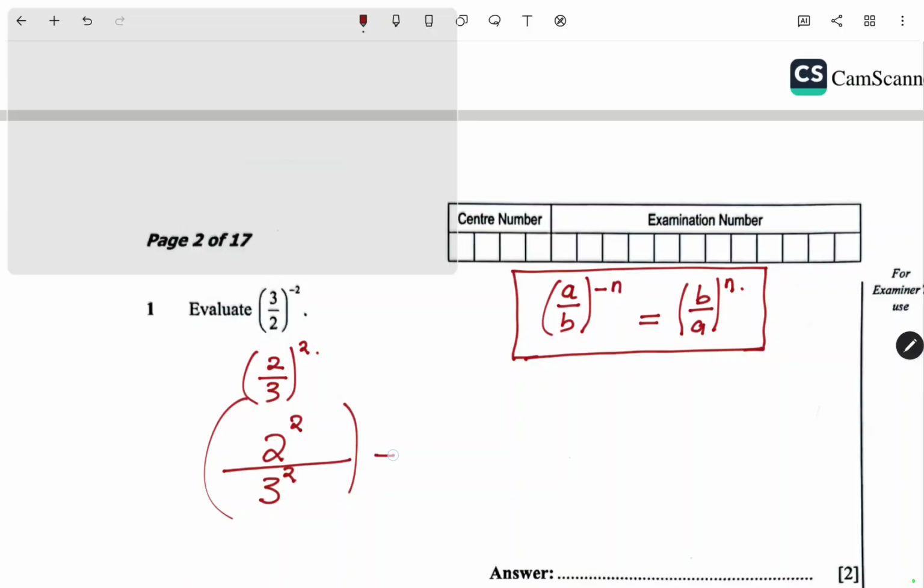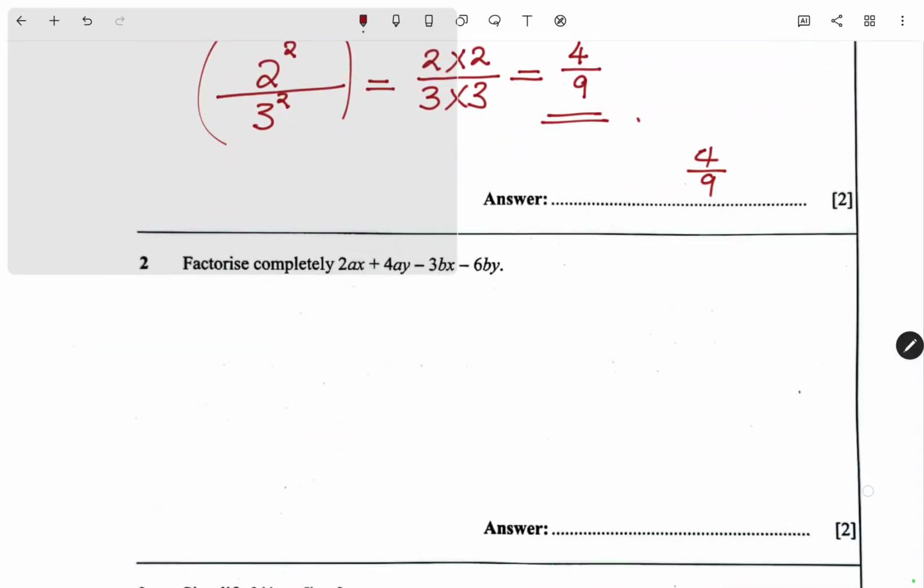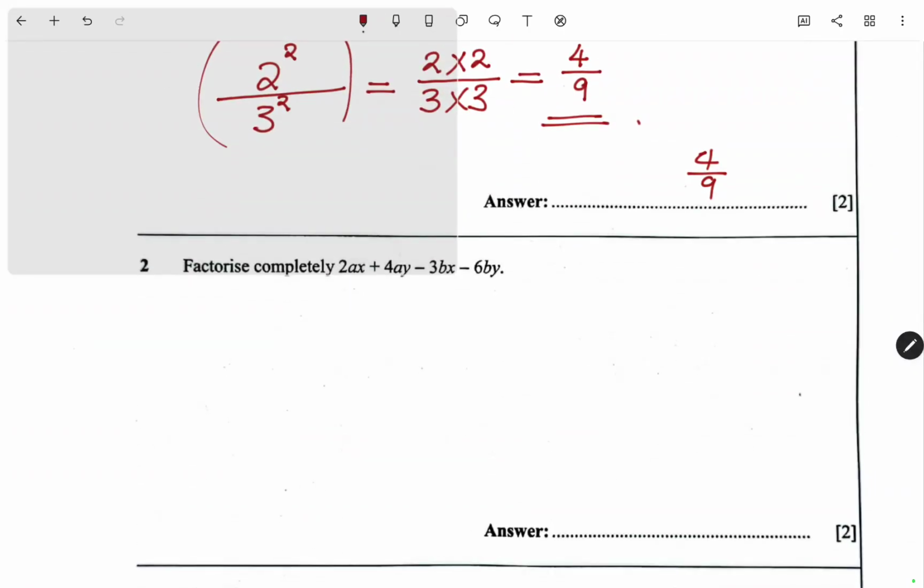Now, what is 2 to the power 2? This will be 2 times 2 divided by 3 times 3. 2 times 2, this will give us 4 over 9. We're done. So therefore, 3 over 2 to the power negative 2 is 4 divided by 9. Don't forget, after doing all calculations, your answer should be written there where it says answer. Okay, next question, factorize completely.